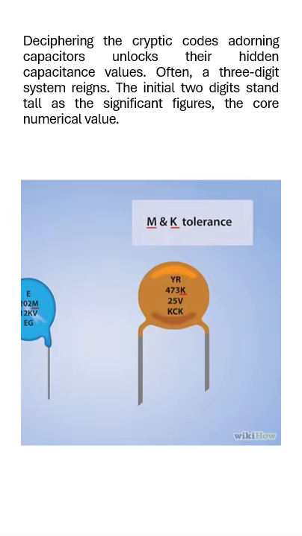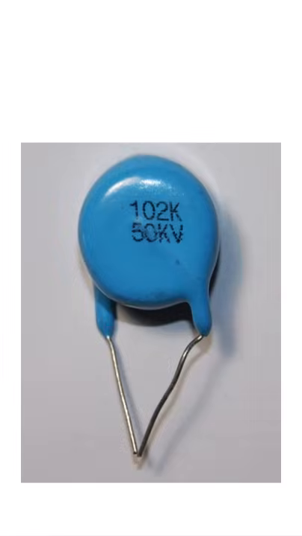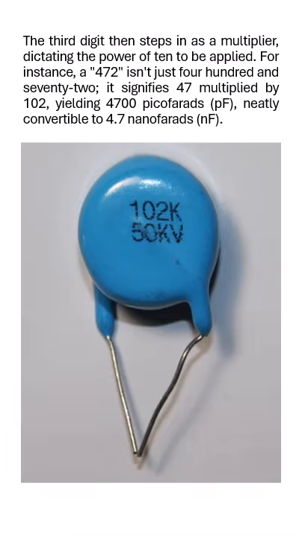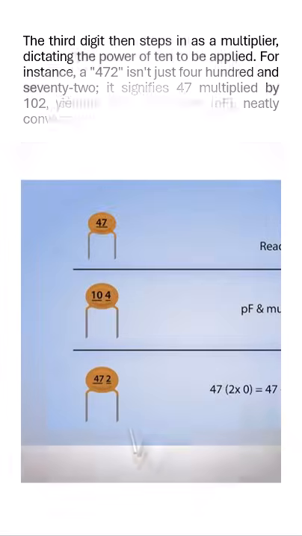The initial 2 digits stand tall as the significant figures, the core numerical value. The third digit then steps in as a multiplier, dictating the power of 10 to be applied. For instance, a 472 isn't just 472, it signifies 47 multiplied by 10^2, yielding 4700 picofarads, pF, neatly convertible to 4.7 nanofarads, nF.